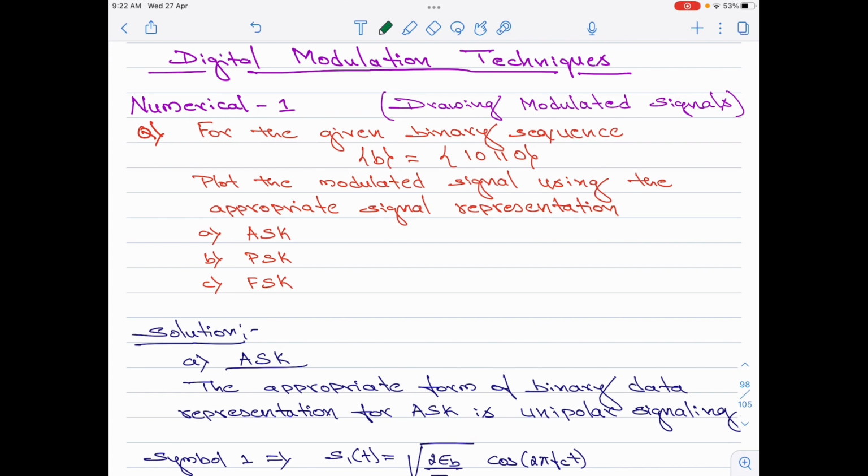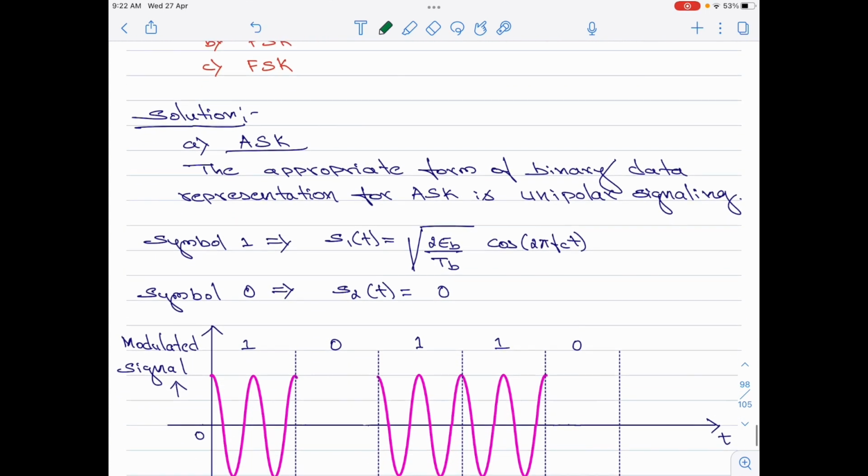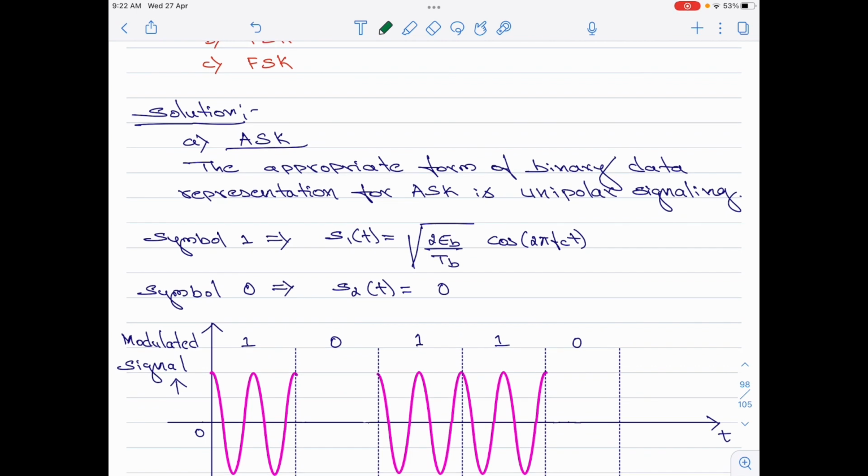Then we have part A, B, C representing ASK, PSK and FSK respectively. Let us start with the solution part and I will start with ASK here. For ASK system, we start by saying the appropriate form of binary data representation for ASK is unipolar signaling, where as is given in the equation for symbol 1 here, S1 of t is equal to square root of 2 EB by TB into cos 2 pi FCT, and symbol 0 is represented as S2 of t equal to 0.